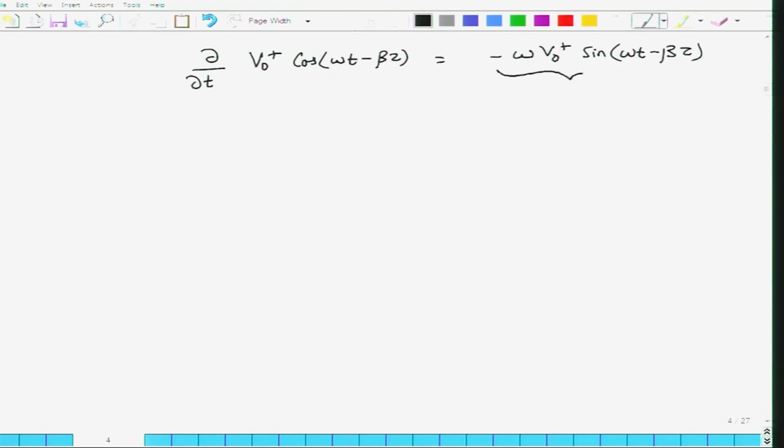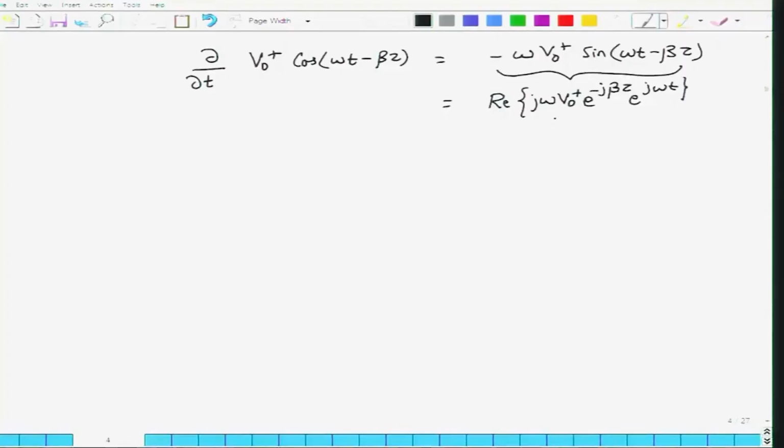Now, this right hand side can be written in a complex notation by calling this the real part of j omega V0 plus e to the power minus j beta z, e to the power j omega t. I just removed e to the power j omega t minus beta z into two factors, right? e to the power a into e to the power b is e to the power a plus b, correct. To obtain the phasor form of this, I will drop the real part and I will drop this e to the power j omega t factor from this expression.